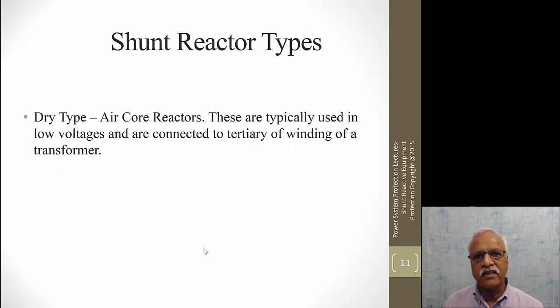So shunt capacitors are used during heavy load conditions, and shunt reactors are used under light load conditions. Now let's look at the shunt reactor, its types and configurations. There are two types. One is the dry type, which is an air core reactor, and the second one is an oil-filled reactor. The air core reactors are typically used at lower voltages. So how do you connect a small low voltage reactor to the transmission system? It is through a transformer, and most of the time it is connected to the auxiliary tertiary winding of an autotransformer, which is ungrounded. That is where these dry type reactors are connected.